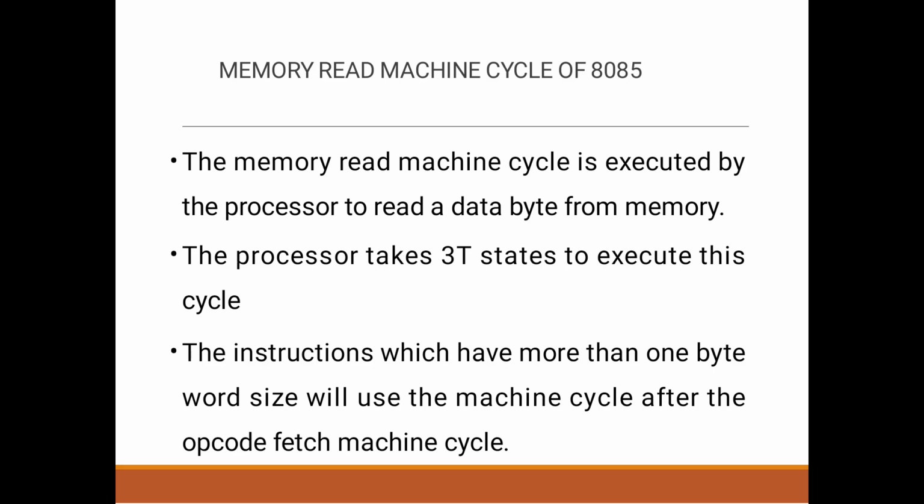The memory read machine cycle is executed by the processor to read a data byte from memory. The processor takes 3 T states to execute this cycle. The instructions which have more than 1 byte word size will use this machine cycle after the opcode fetch machine cycle.